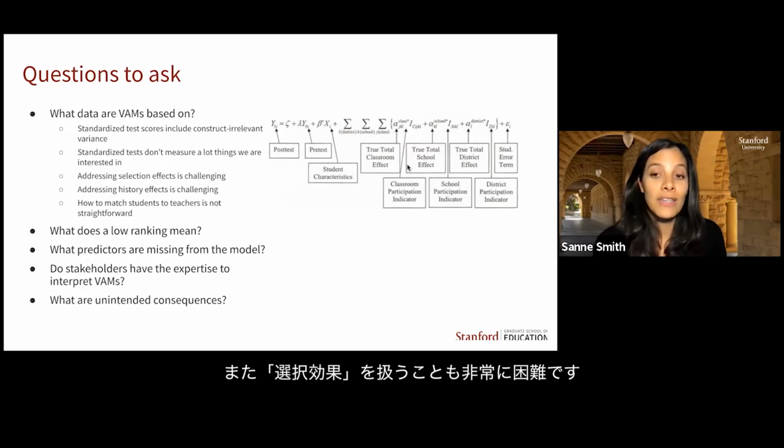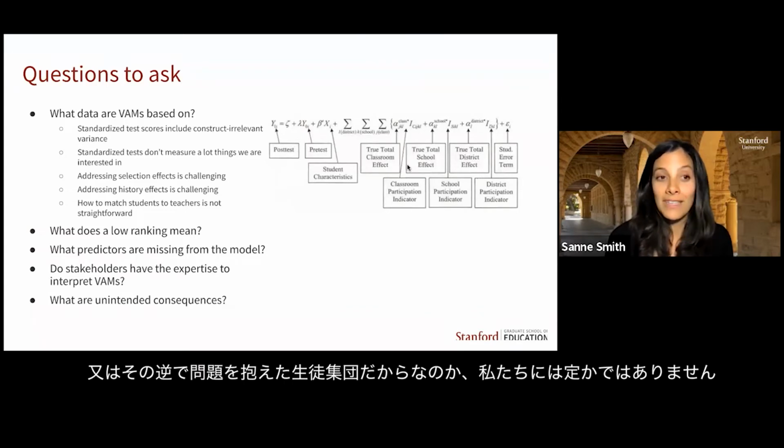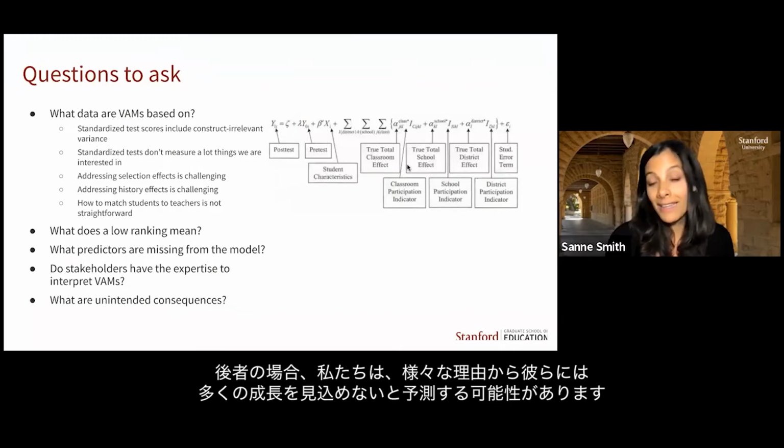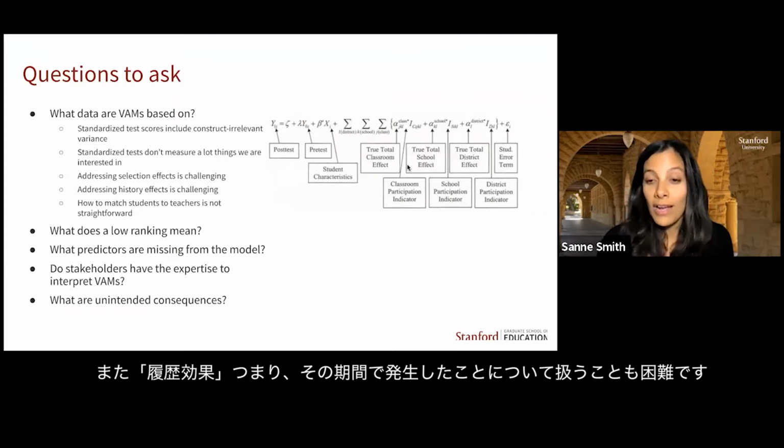It's also really challenging to address selection effects, meaning that we're not exactly sure if the growth of a student in test scores is because the teacher is doing a great job, or whether the teacher happens to teach a population of students that is really awesome, or vice versa, teaching a very challenging student population where we might expect that they won't have that much growth because of various reasons. So addressing exactly what kind of students are paired with what teachers is not straightforward. It's also really difficult to address history effects.